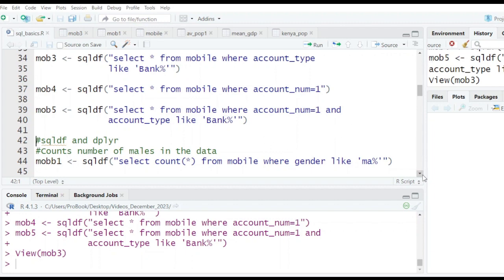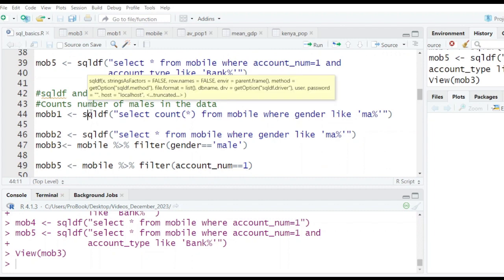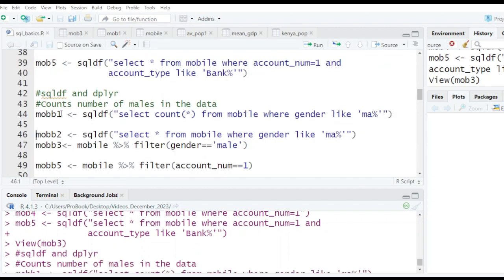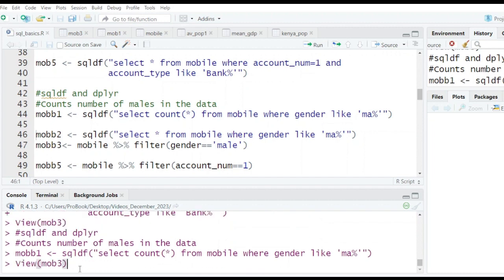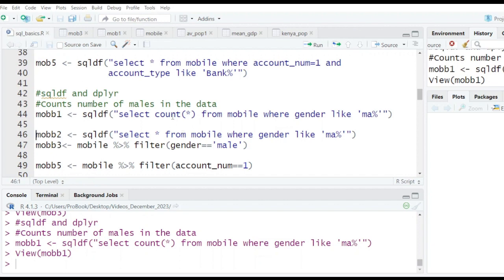So all this you can do with SQL, and you can see this can also be done by a database to a good extent. So here we want to count the number of males: select count from mobile where gender is MA. If we go to the data and look for gender, MA will definitely give us the male. See what you'll get from that. And if I go to view mob 1, it counts for me the number of males in the data. That's what it does, because I said count.